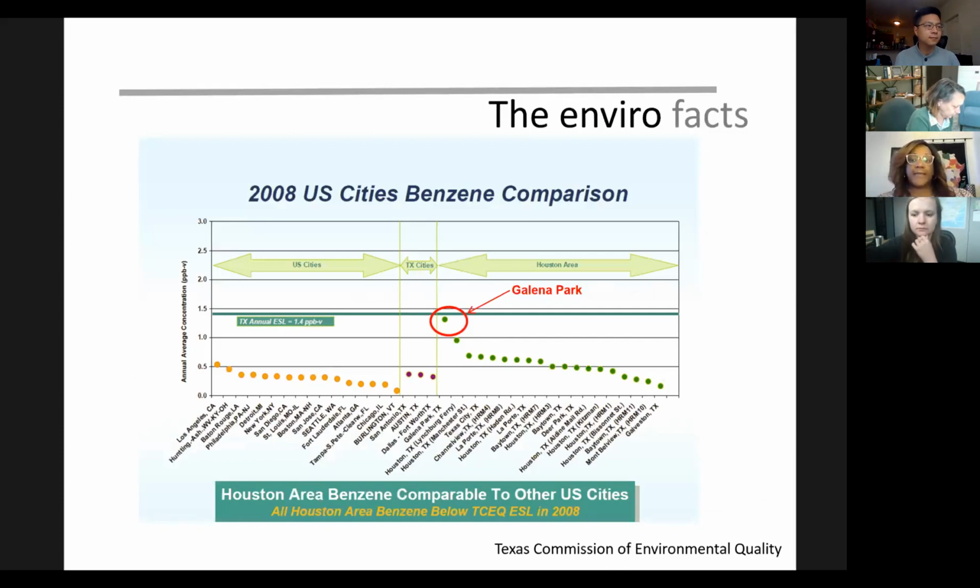In 2008, the Texas Commission on Environmental Quality compared the levels of benzene across the nation and listed the areas with the highest levels. Of all the cities in the US, several were from the study area, and Galena Park had the highest rate. Benzene continues to exist in high levels in the area and poses a concern to the communities in Texas to date.